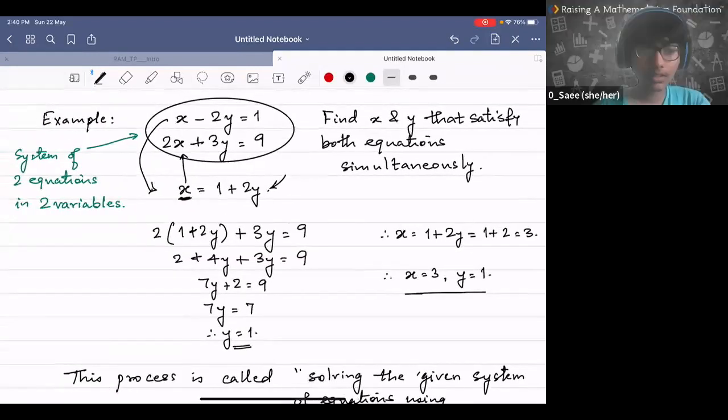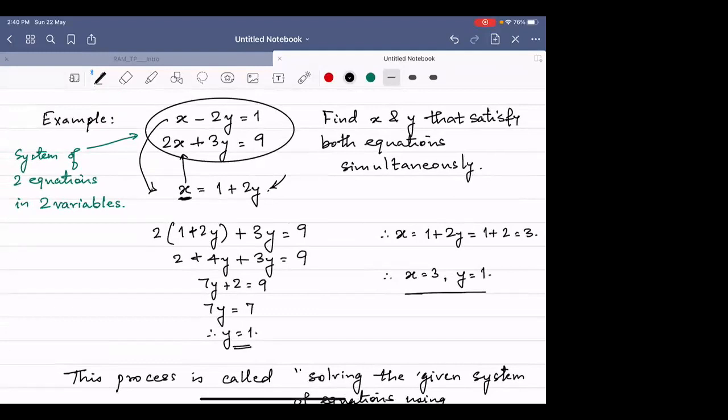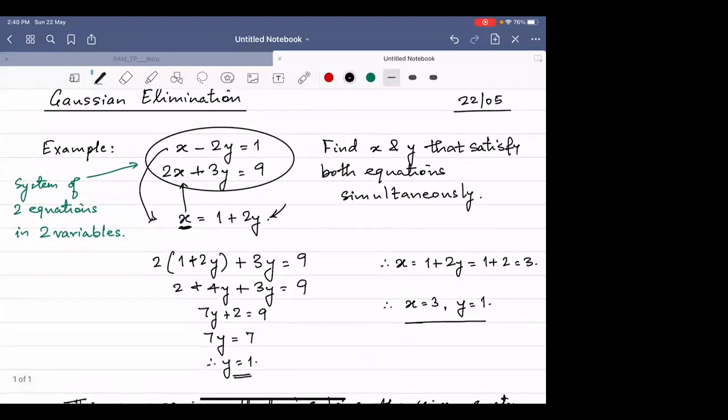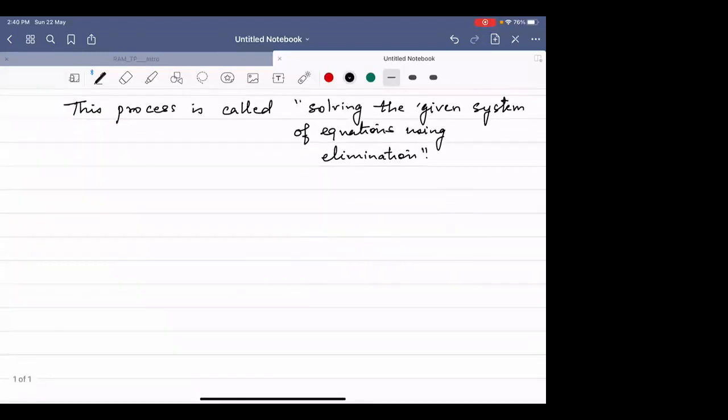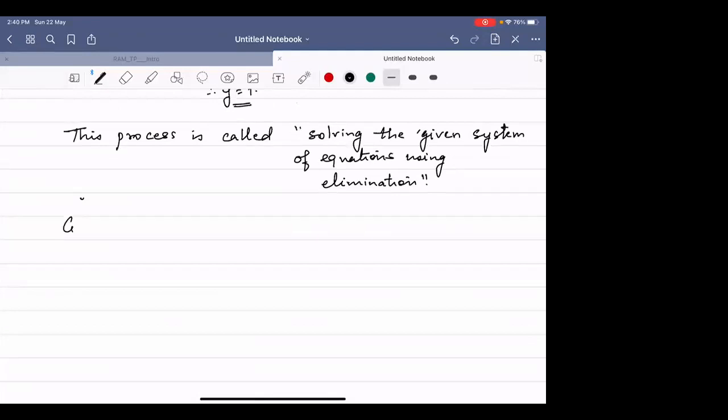So here you can think of this as two equations of two lines, right? On the one hand, you have x minus 2y equals 1, and on the other hand, you have the line 2x plus 3y equals 9. If you want to find x and y that lie on both these lines, it's like saying you want to find the point of intersection of these two lines, right? So geometrically, when you solve this system of equations, this amounts to the following.